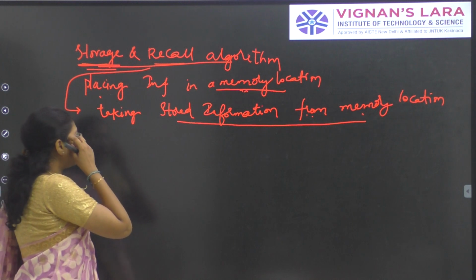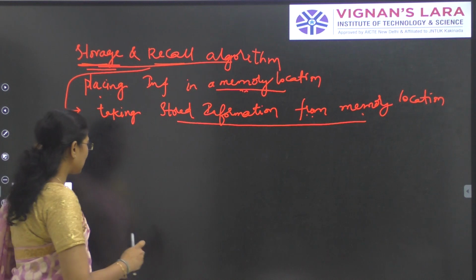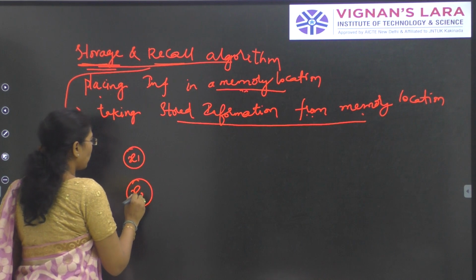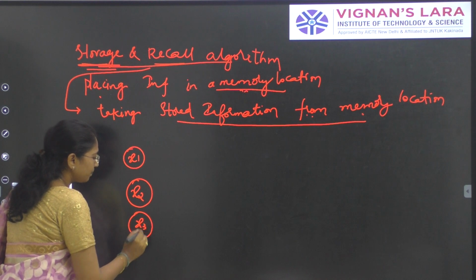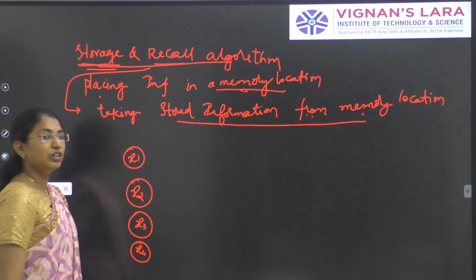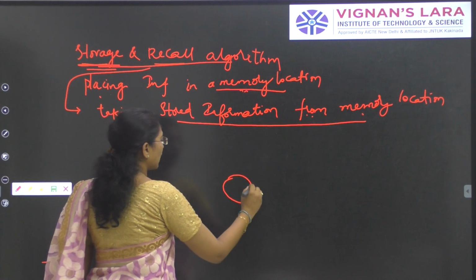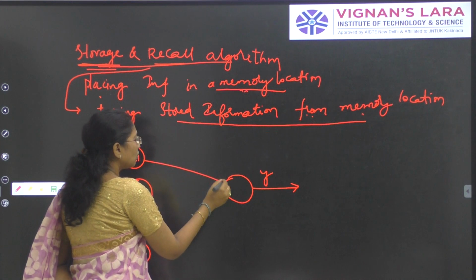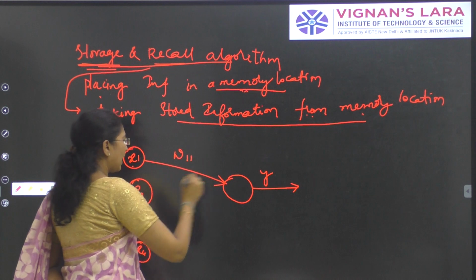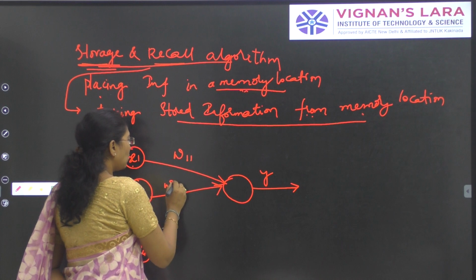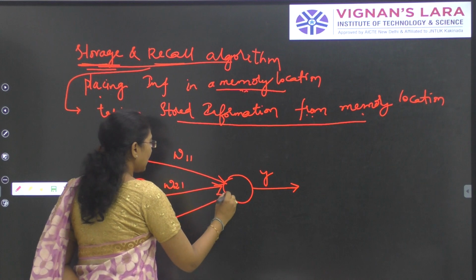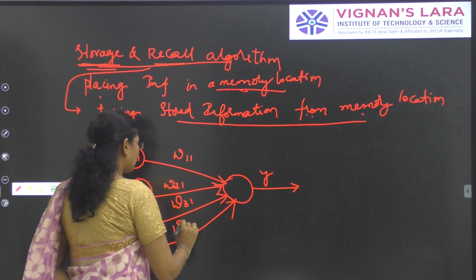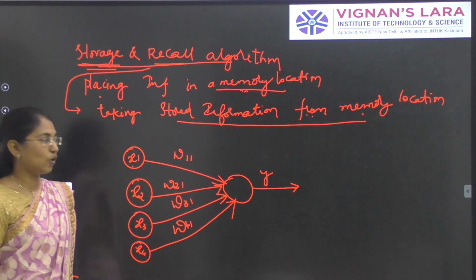Now, how is it done in a neural network? Let us consider a simple single layer neural network consisting of 4 inputs x1, x2, x3 and x4 and an output layer consisting of an output y. x1 is passed into y through a weight of w11. x2 is passed into y through a weight of w21. x3 is passed through a weight of w31 and x4 is passed through a weight of w41.